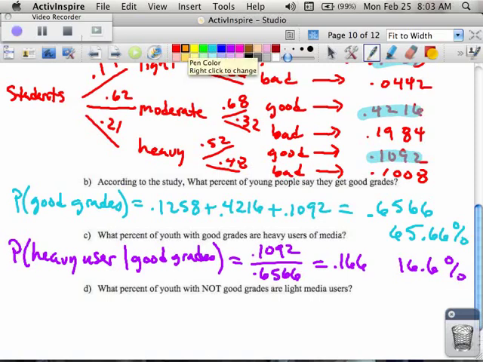And then the last one says, what percent of the youth with not good grades are light media users? So we would say, what's the probability of being a light user? And if you're Darth Vader, that'd be a lightsaber. Given that you had not good grades, which I would also call bad grades.